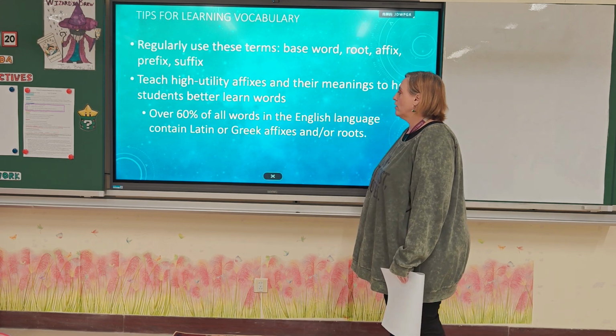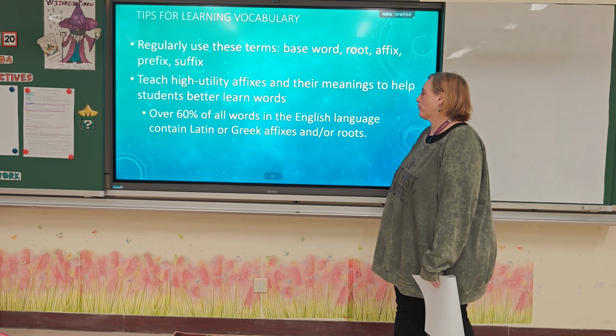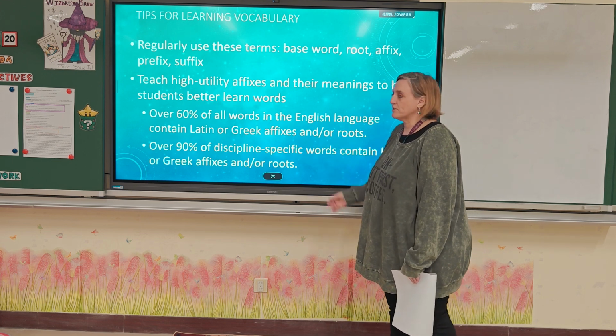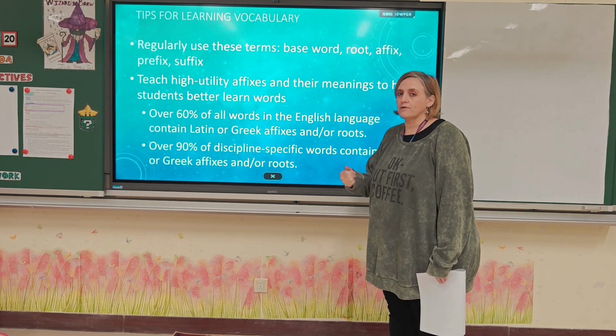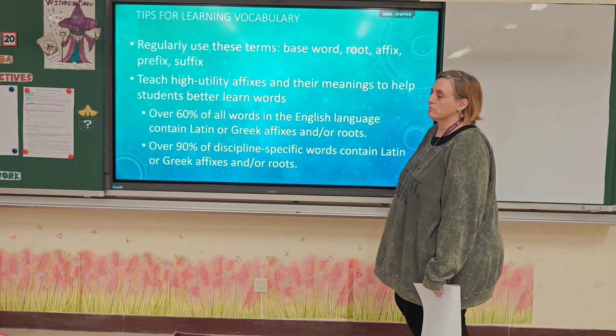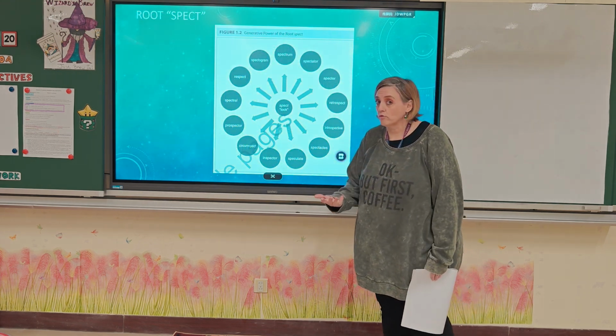words that they read. So over 60% of all words in the English language contain Latin or Greek affixes and roots, and over 90% of discipline specific, so like medical, scientific, mathematical, they contain Latin or Greek affixes or roots. All right, so here's an example of teaching the root, spect.